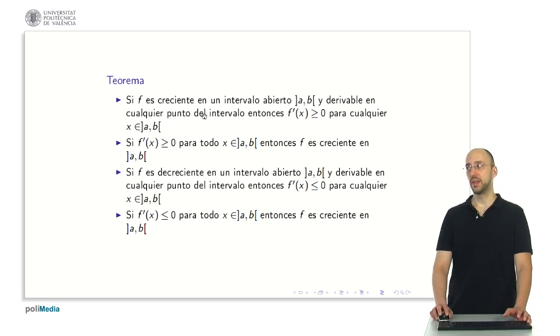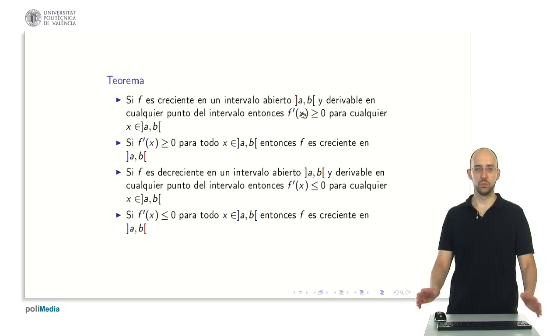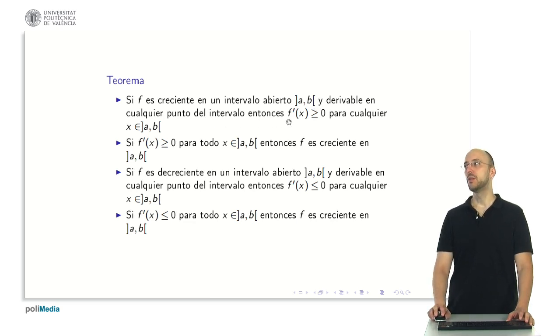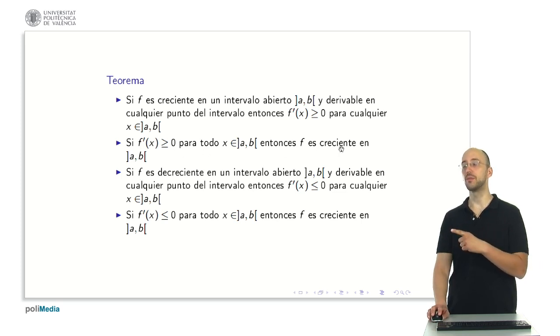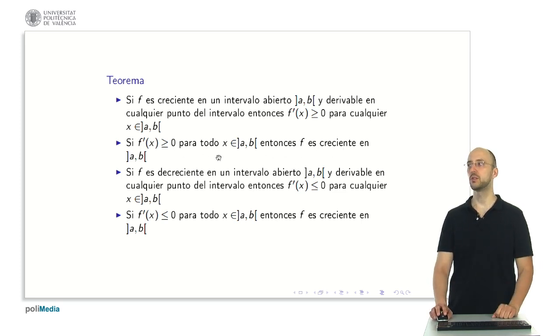If f is increasing in an open interval from a to b, I'm referring to a small part of the real number line. If f is increasing, let's assume it's both increasing and differentiable at every point within that interval. In such a case, the derivative is positive. When the function is increasing, the derivative is positive at every point within that interval. We're discussing a specific interval here. And the reverse is also true. If the derivative is positive, then the function is increasing. The theorem tells us that if the derivative is positive, the function is increasing in that open interval.